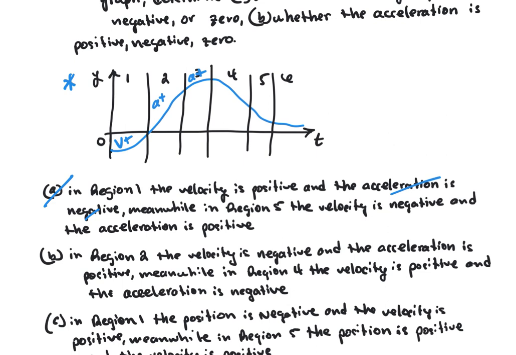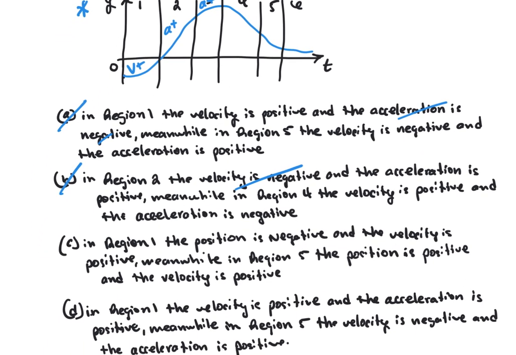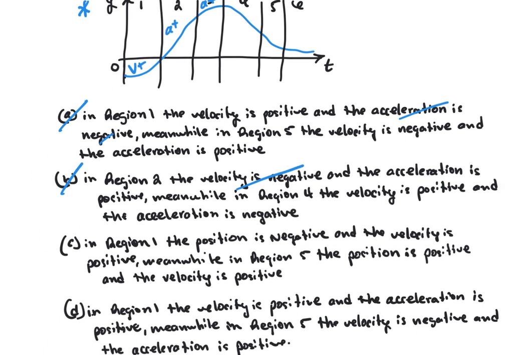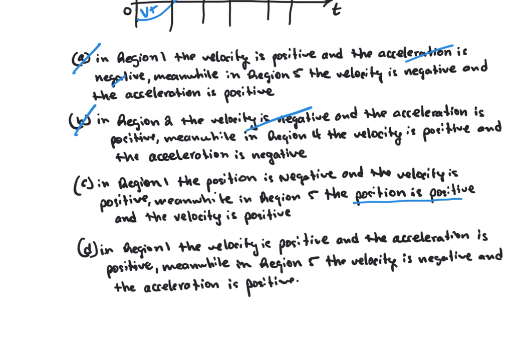Region 2, the velocity is negative, and acceleration is positive. Meanwhile, in region 4, the velocity is positive, and acceleration is negative. So velocity is positive, not negative. So B can be. In region 1, position is negative, and velocity is positive. Meanwhile, region 5, the position is positive. Well, I don't know what position is. I guess we're talking about acceleration.